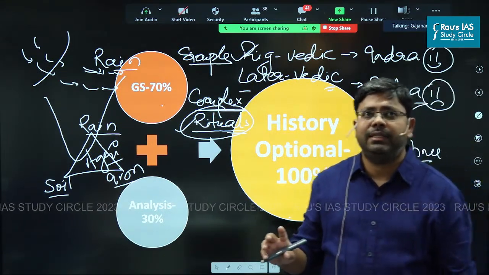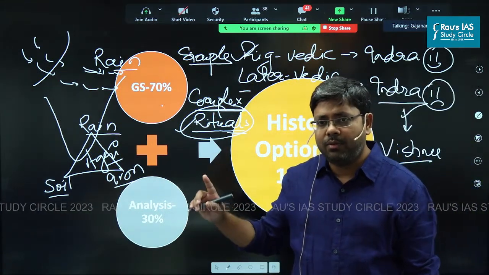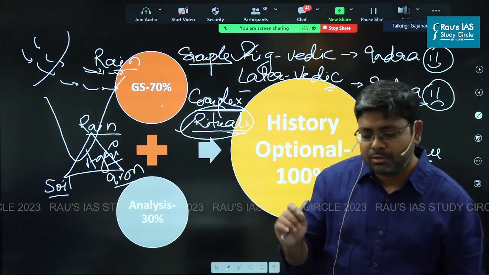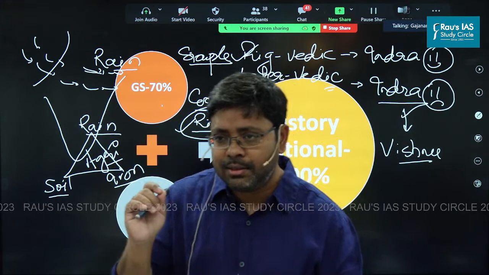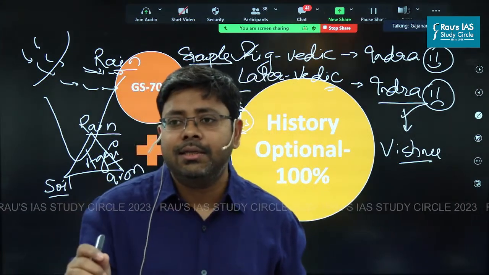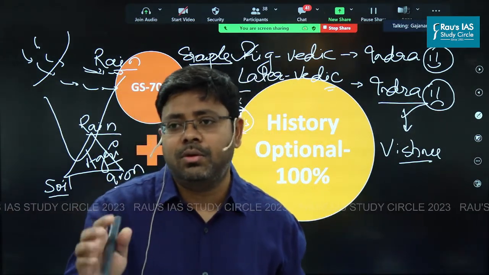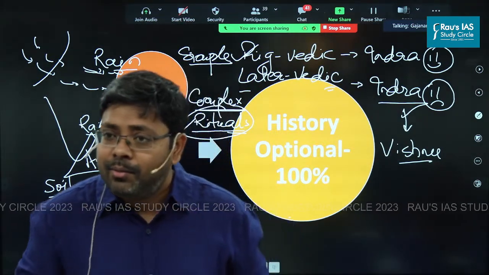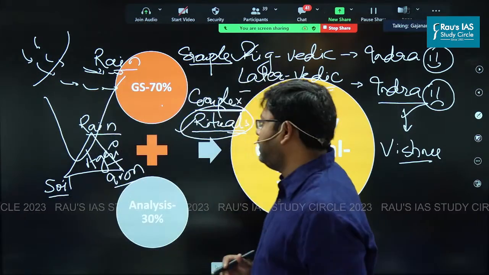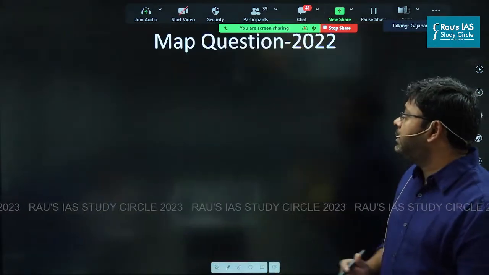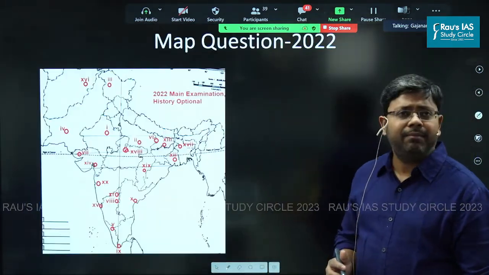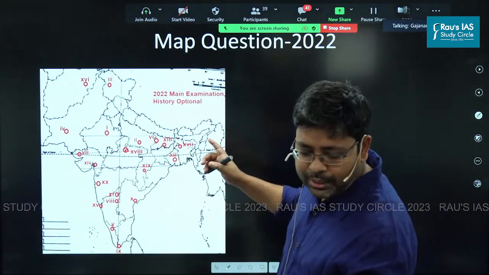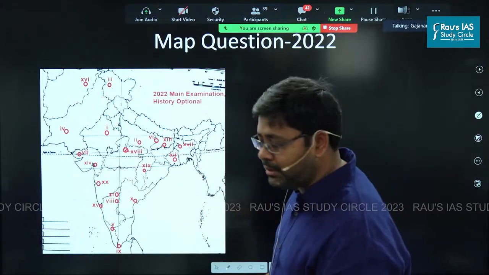Every single candidate opting for this optional must be very, very good in map work to score very high. This is the question that can give you an absolute edge over all the other candidates, because map work is very scoring. Let me tell you what the problem is. If you talk about the map work question, look carefully, online candidates and those live on YouTube.